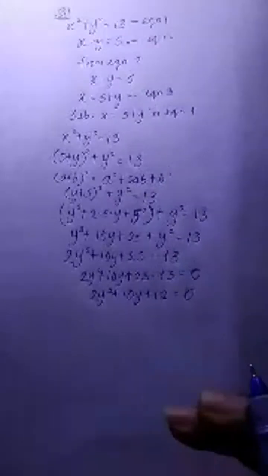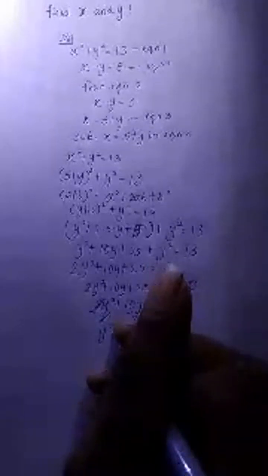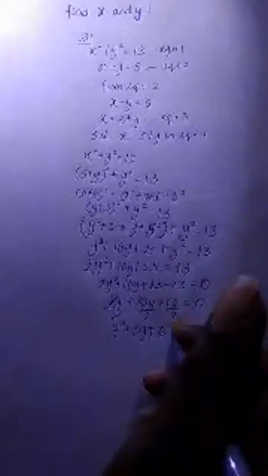What's the next thing we're going to do? We have 2 common in these numbers, so we can divide both sides through by 2. We have y squared plus 10 divided by 2, which is 5y, plus 12 divided by 2, which is 6, equals 0. We can see that this is a quadratic equation.